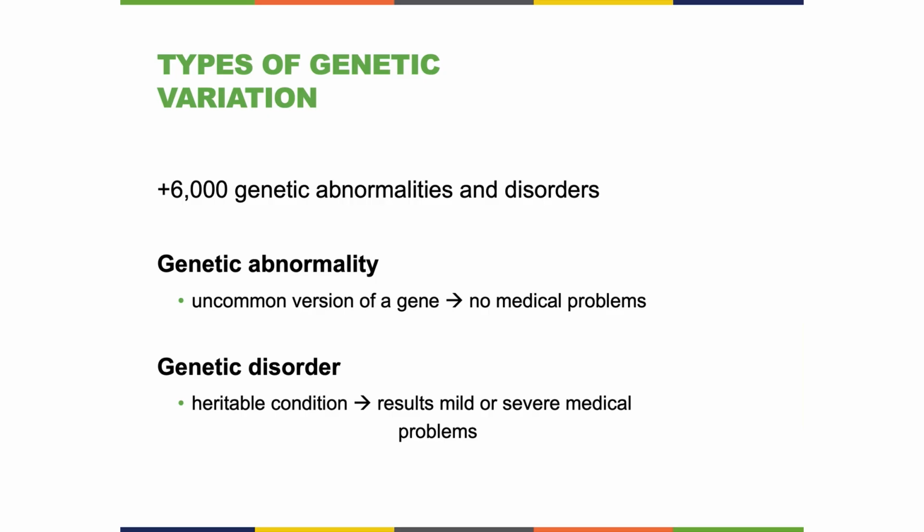Now, when we have genetic variation, there are over 6,000 documented abnormalities and disorders. An abnormality just means an uncommon version of a gene. There's no medical problems associated with it. A genetic disorder is heritable, meaning you pass it on or have the potential to pass it on. And this can be a major medical problem, sometimes mild, but sometimes it can be a big deal.